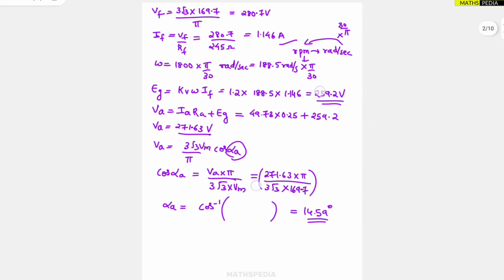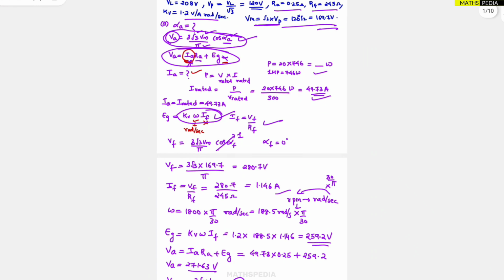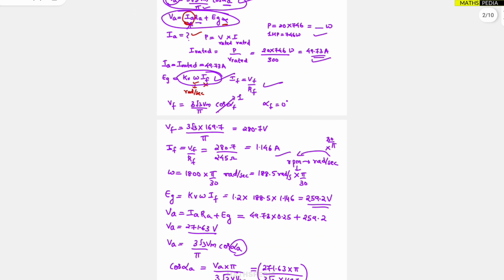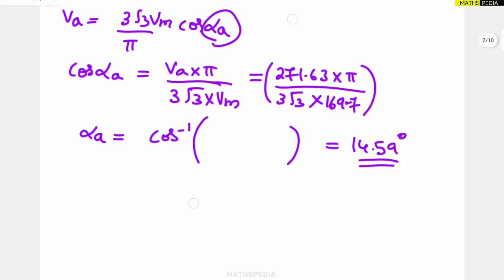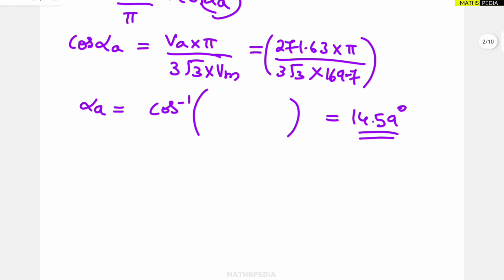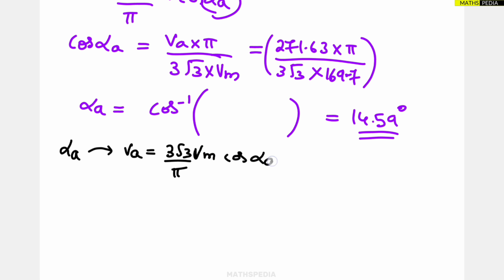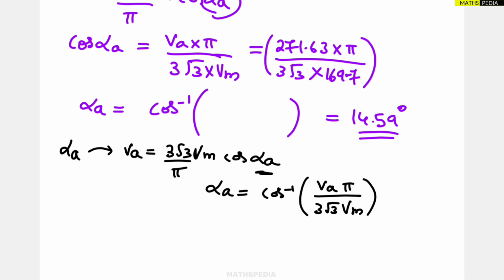I'll shortly explain what I have done. This A part is quite lengthy. You can see it took this much time to explain, so I'll give you a short description of what I have done. If you want to calculate alpha A, you have to go for the formula of VA, that is 3 root 3 by pi Vm cos alpha A. If you want, you can skip this part. In order to calculate alpha A, I just take the cos inverse of VA pi divided by 3 root 3 Vm. Simple.